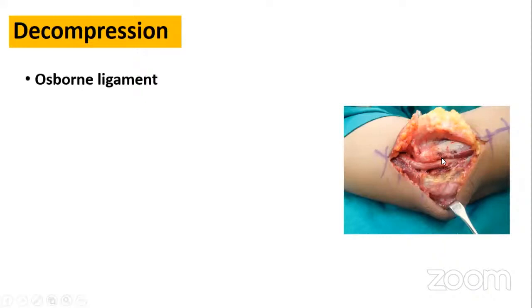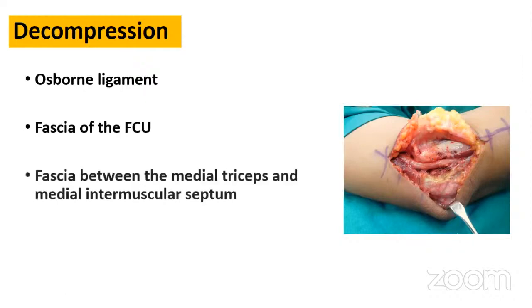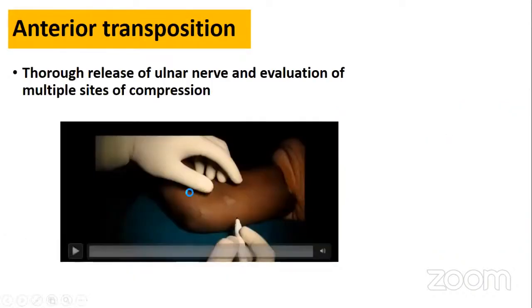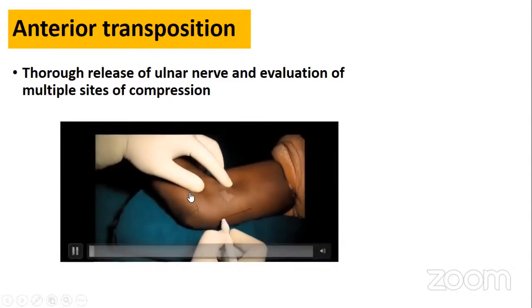Osborne's is taken off here, just behind the medial epicondyle where it is attached. The fascia of the FCU can be released at this point. This is the distal part. And the fascia between the medial triceps and medial intermuscular septum, which is basically the arcade of Struthers. And intra-op, always check the instability for deciding on what's called an Eaton flap, which is basically a fascia from the flexor pronator fascia here, and transpose the nerve. See how it's sitting nicely, or every time you flex the elbow, it subluxates. Then you might require something like a sling to keep it there. Okay. This is ulnar nerve decompression and anterior transposition.